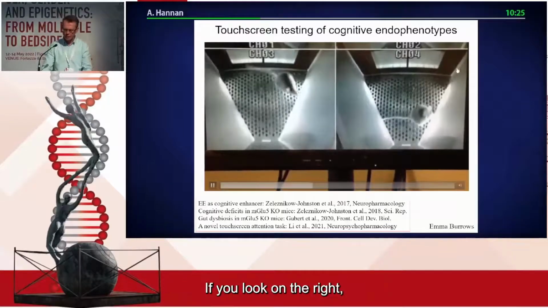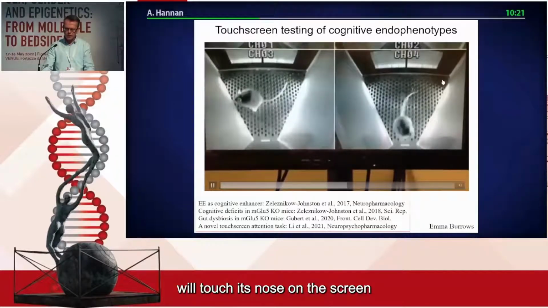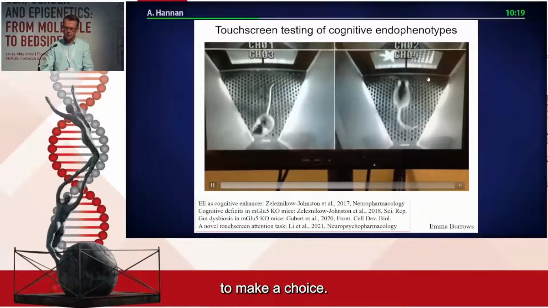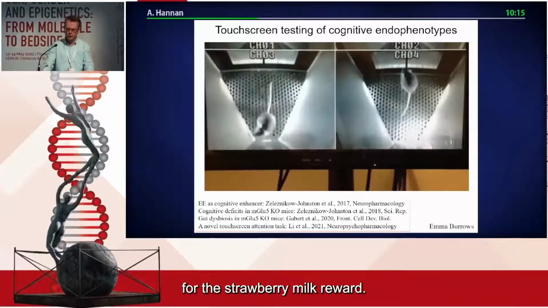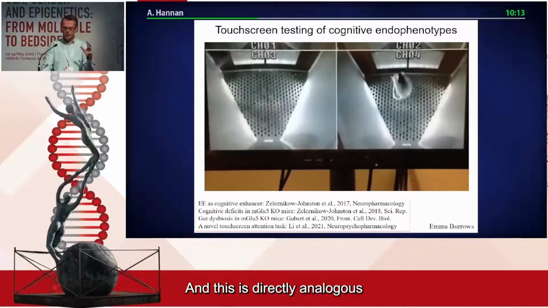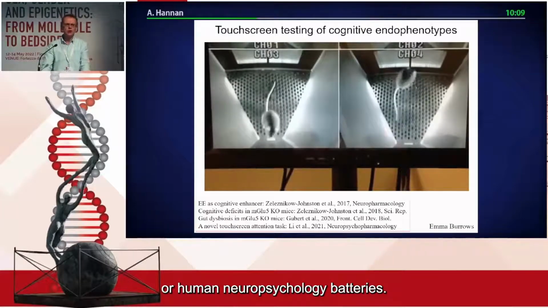If you look on the right, the 2 stimuli will come up on the iPad or touchscreen. The mouse will touch its nose on the screen to make a choice. Touches left. This time the light comes on. The mouse knows it's wrong. It doesn't look for the strawberry milk reward. And this is directly analogous to CANTAB or human neuropsychology batteries.